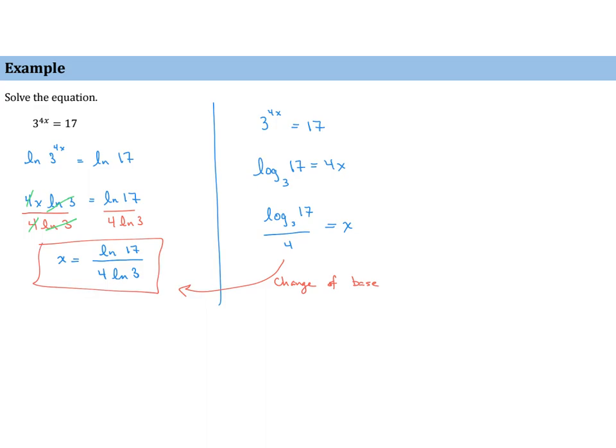So this is your answer. If you wanted to approximate that, you would have to put it in the calculator. And if you put that in the calculator, make sure that you put parentheses around that whole denominator. If you want to practice putting that into your calculator, you should get about 0.6447.